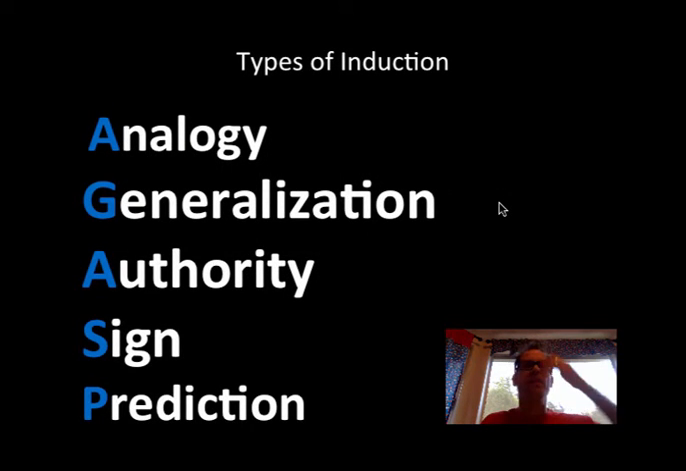Okay, so let's move on here. Now, the book doesn't talk about this, but I'm just going to mention it. You won't be tested on it. There are lots of different kinds of induction. There's argument by analogy, there's generalization, there's appeal to authority, there's argument by sign, and argument by prediction for inductive argument. Just know that there are lots of different kinds of induction, and they do different things.